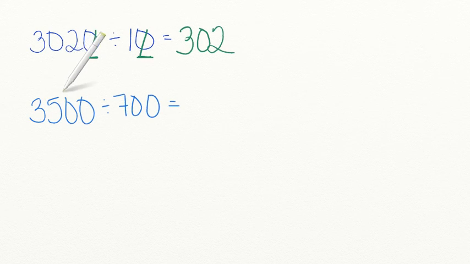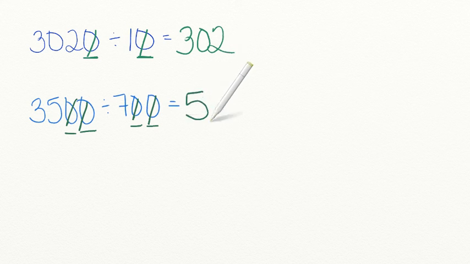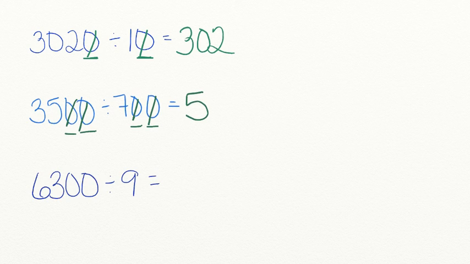What is 3,500 divided by 700? This problem looks really tricky. Let's start by identifying our zeros. 700 has 2 zeros, and 3,500 also has 2 zeros. So we can cross out 2 zeros in each of our numbers. Now, what's 35 divided by 7? 35 divided by 7 equals 5. That seemed like a pretty tricky problem, but once you identify your zeros, it's pretty simple. Are you ready for another problem? Let's try our next practice problem together.